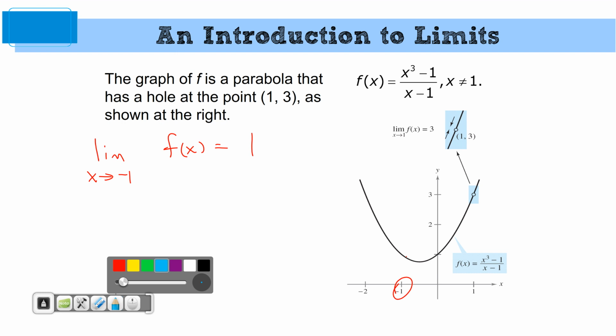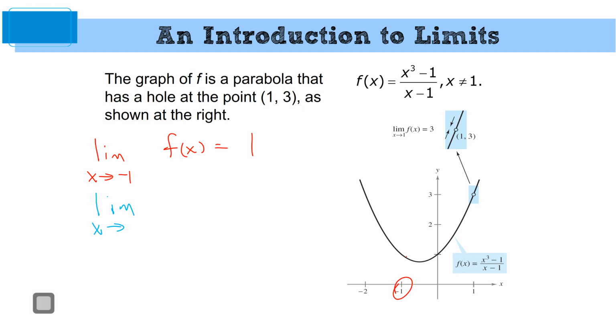Okay, now let's do this. What is the limit as x approaches 1 from the negative side? Here I am at 1. I'm sliding along the graph here, and as I'm going up and up and up, I'm getting closer and closer to what value? 3. I'm not getting to 3, I'm just getting closer and closer.